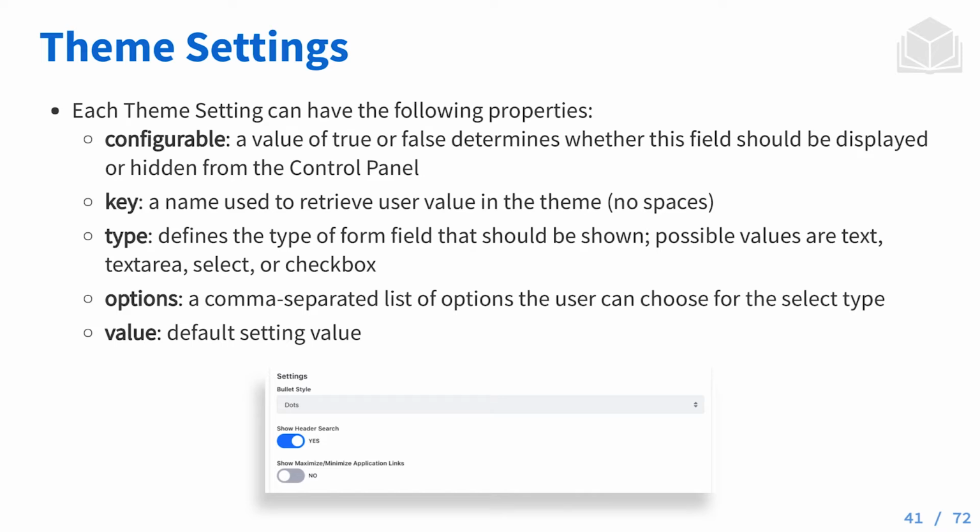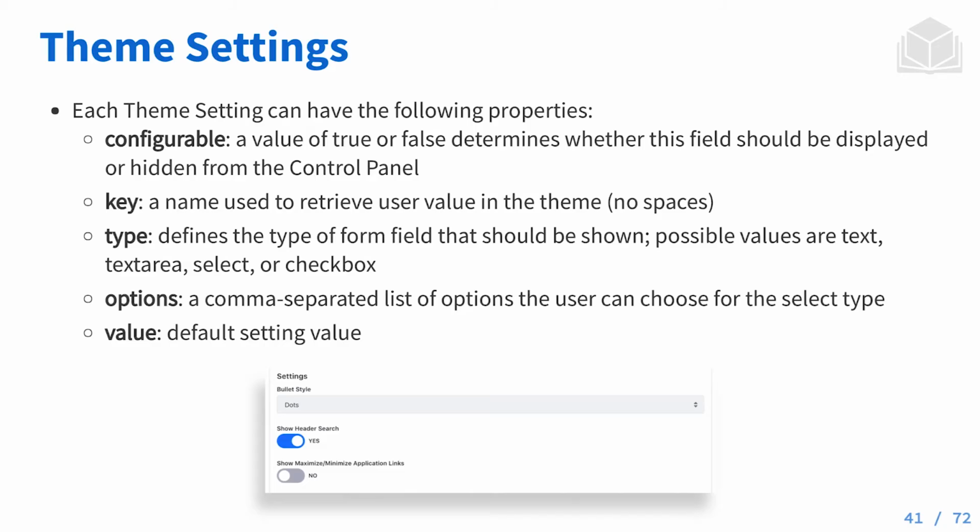We also have the options. This is only going to be a necessary property for the select type. If we have a select type, we need to give the actual options that are available. For example, if we have three backgrounds that they should be able to choose from, blue, red, and green, we need to make sure that we have the options, and it's going to be a comma-separated list of those options they can choose from. And then the value is going to set the default value for the theme setting. For example, if we had a Boolean theme setting, the default value would be true or false, something along those lines.